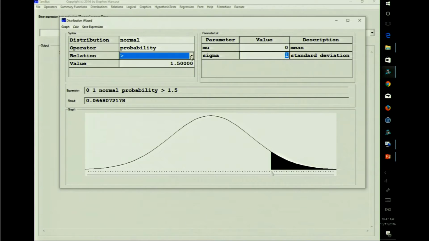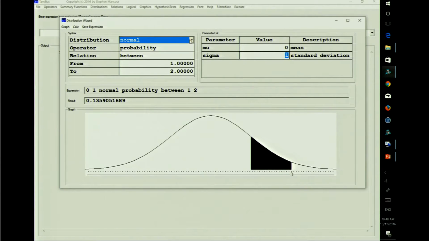I can even select between, and say what's the probability that a normal distribution is between 1 and 2, and then I can hit graph, and it will give me the illustration of the distribution, so you can kind of see what's going on there. Again, you have the parameters. It defaults to mu of 0 and sigma of 1, the mean of 0 and standard deviation of 1, but you can change those to actual values from the real world as well.